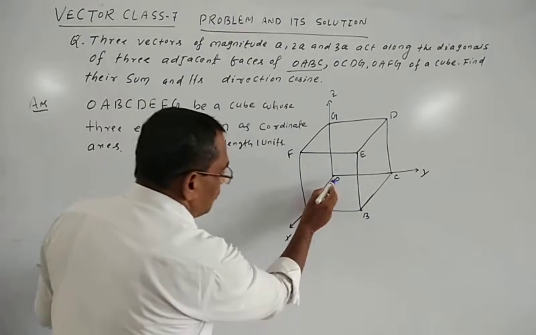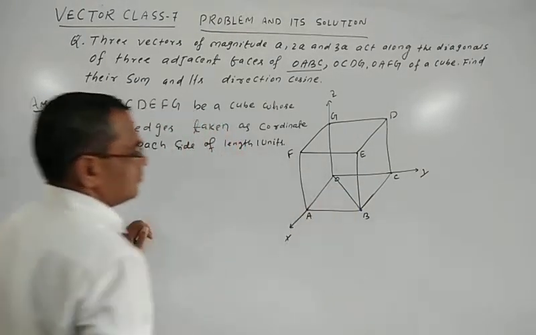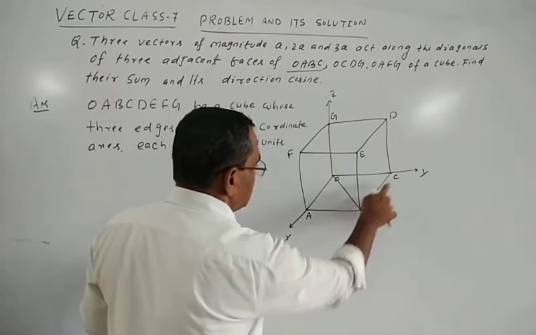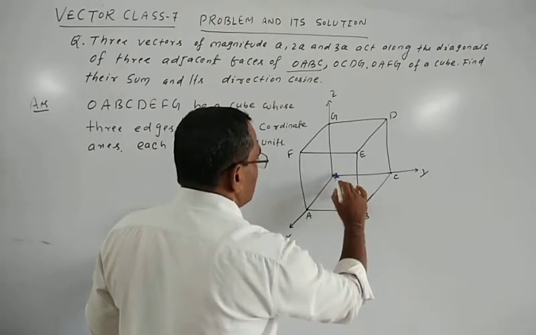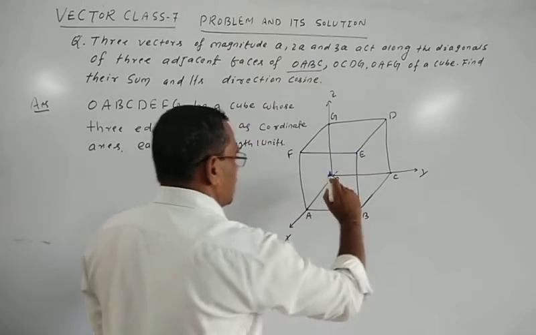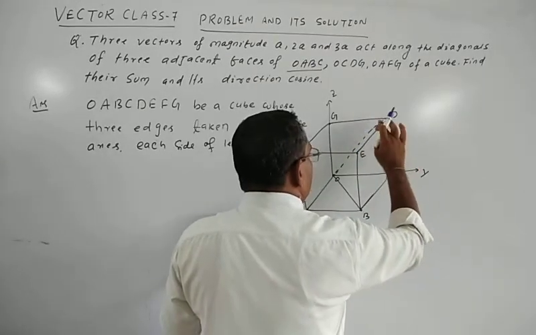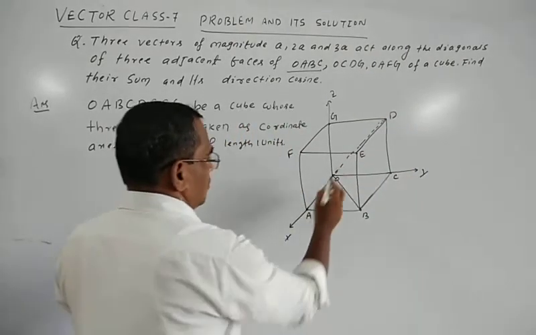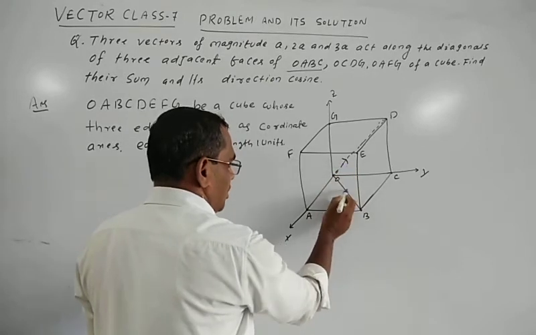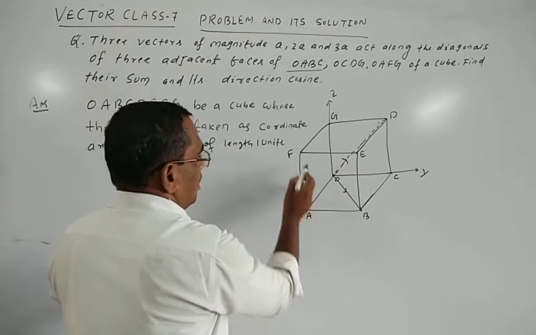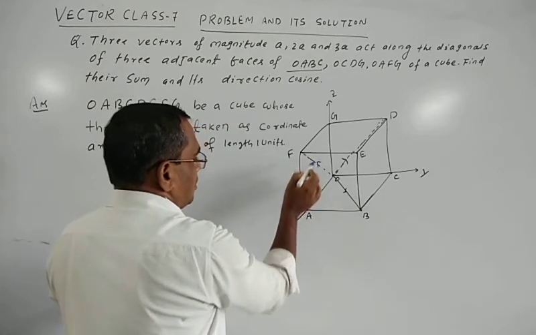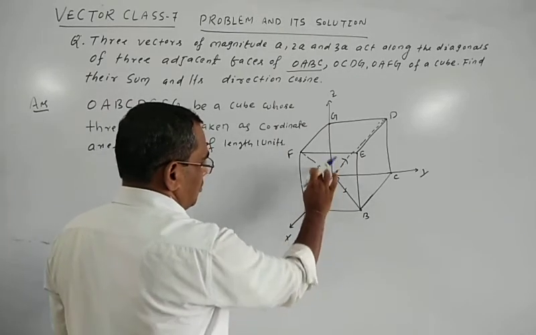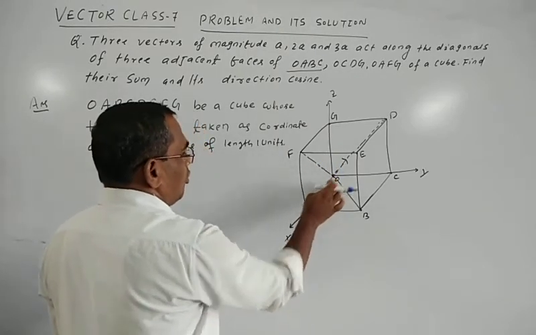Now OB is one diagonal of face OABC. OD is another diagonal of face OCDG. This one is one diagonal, this is another diagonal, and OF is another diagonal of face OAFG.